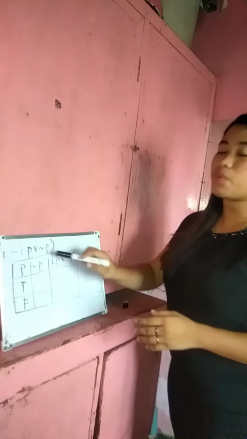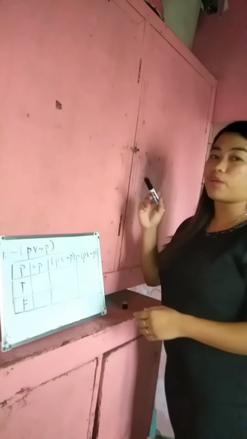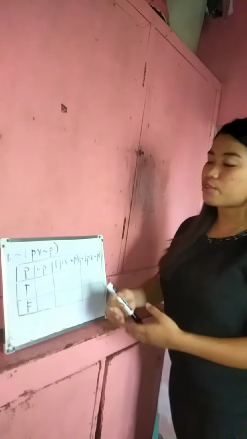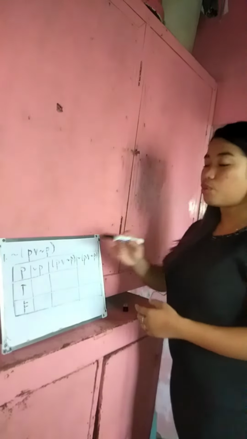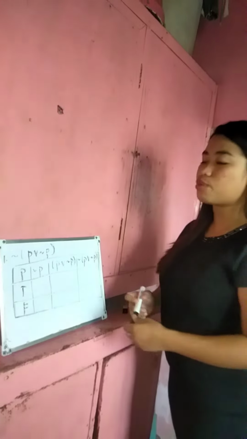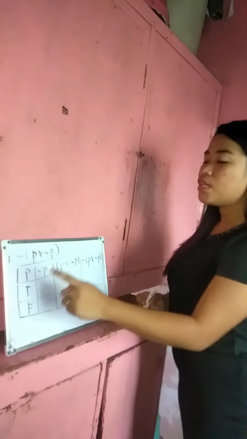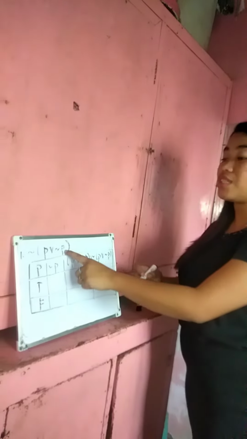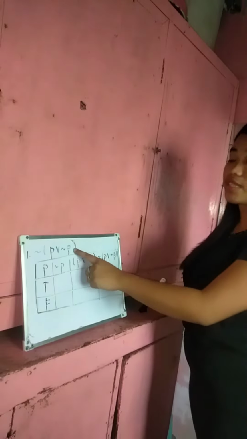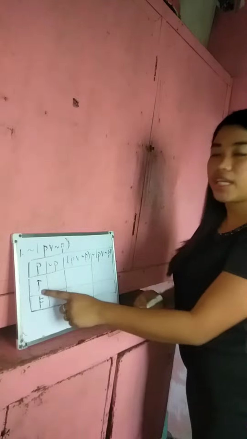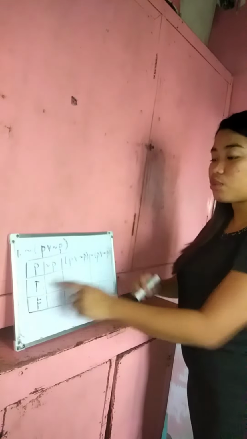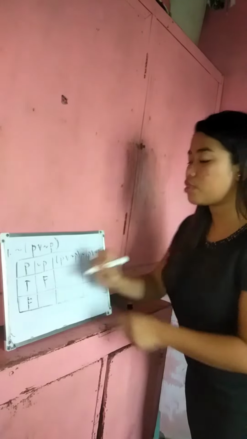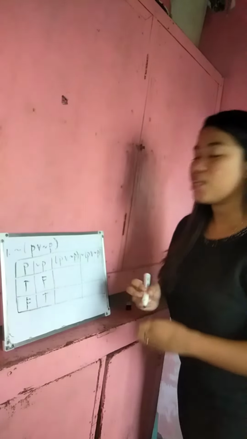You've noticed we only have one variable, so 2 to the power of 1. The formula for finding the number of rows is 2 to the power of n, and 2 to the power of 1 is 2. So that's why we only have 2 rows, because we only have one variable. Let's first find the negation of P, because the negation of P is in that statement. The negation of P, which is true, is false. And this is false, so the negation of P is true.